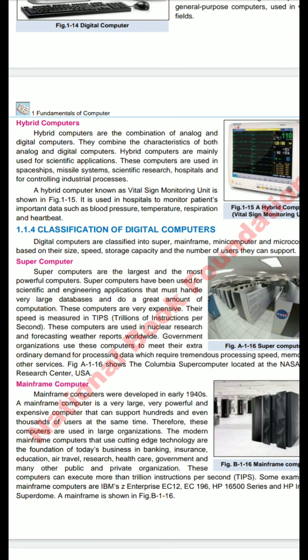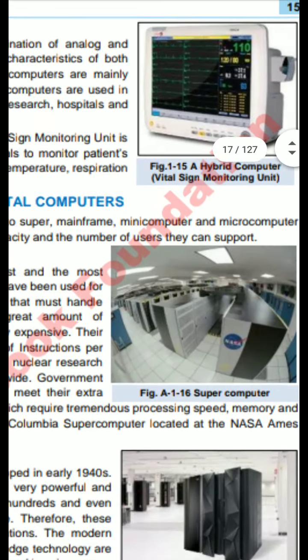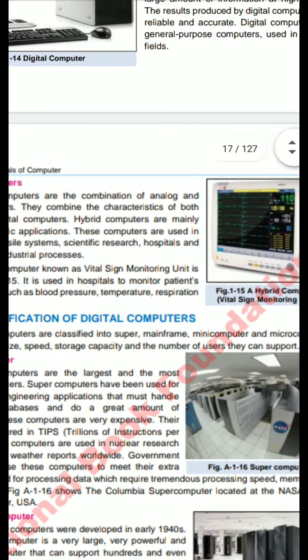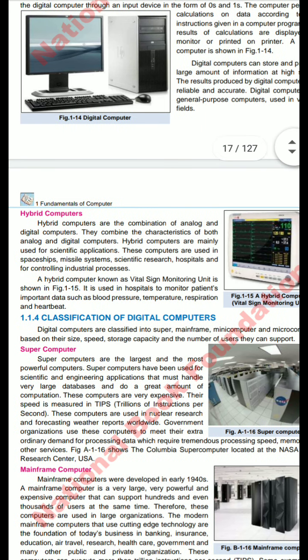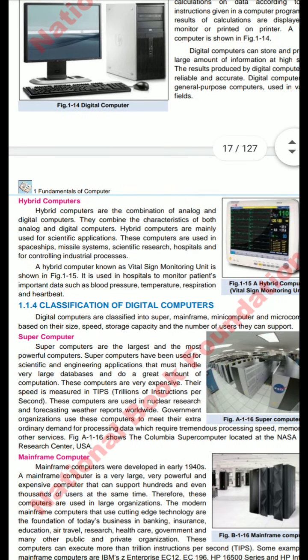These computers are used in spaceships, missile systems, scientific research, hospitals, and for controlling industrial processes. A hybrid computer is shown in the figure. This is the main diagram of a hybrid computer, which is a vital sign monitoring unit. It is used in the hospital to monitor the patient's important data such as blood pressure, temperature, respiration and heartbeat. This is a hybrid computer example.